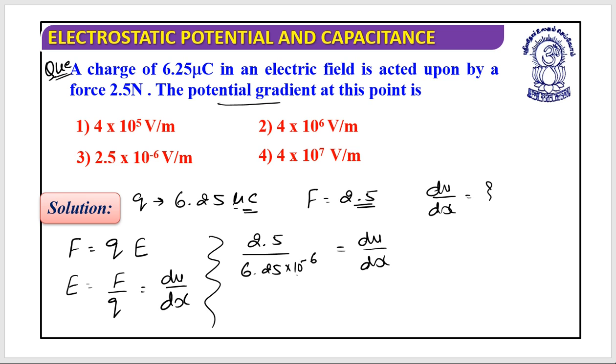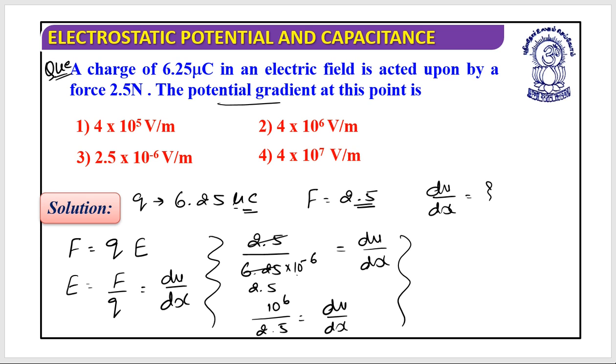Yes. So this is 2.5. This is 6.25. I know that 2.5 squared is 6.25. This is 2.5. So this would be 10 to the power 6 divided by 2.5, which should be equal to dV by dx.